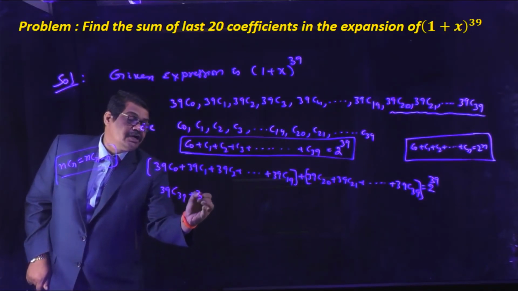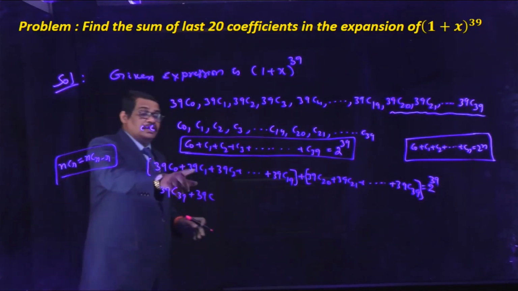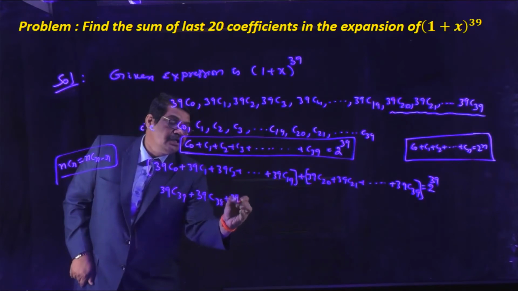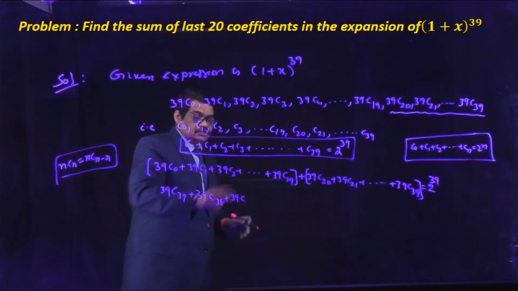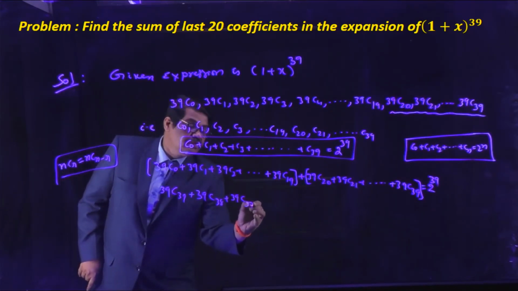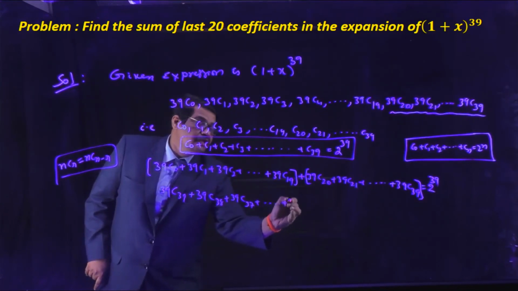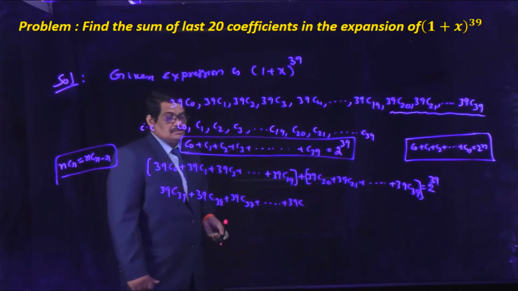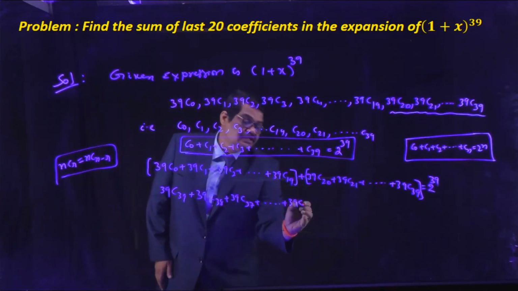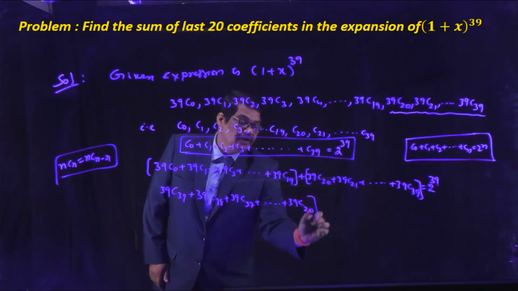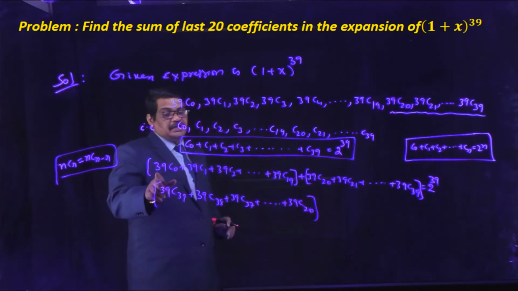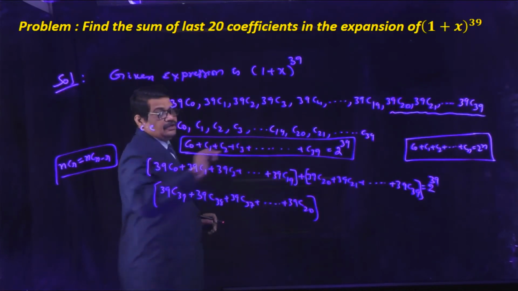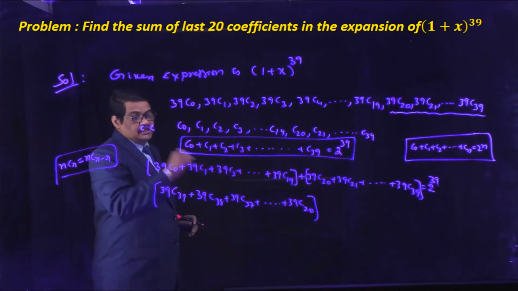Okay, that is 39C 39 minus 1, that is 38. Okay, next 39C 39 minus 2, that is 37. Okay, and so on, that is 39C 39 minus 19. So that is 39 minus 19, that is 20. Okay, now we are writing this as 39C0, 39C1, and so on, 39C18, 39C19.